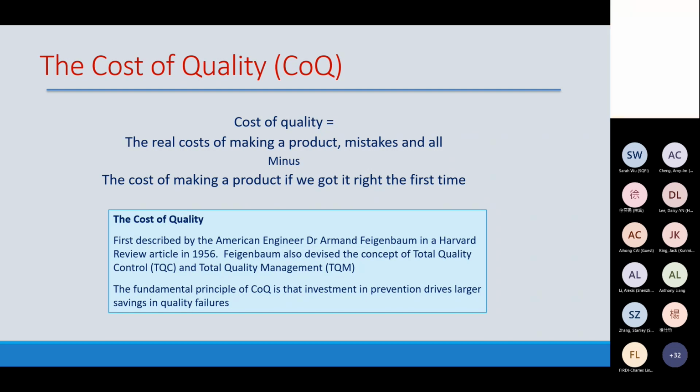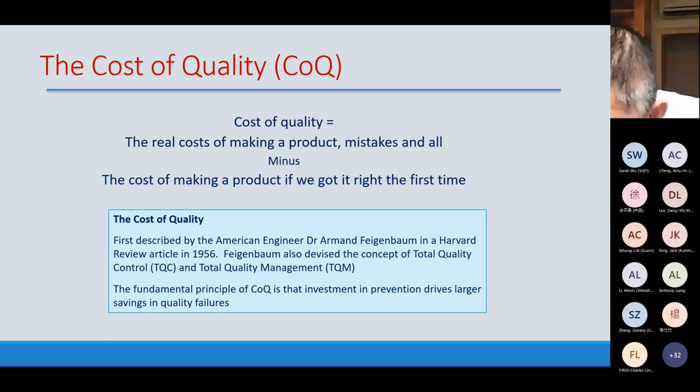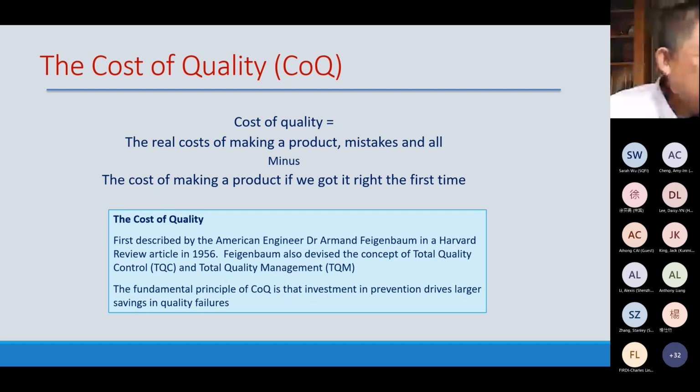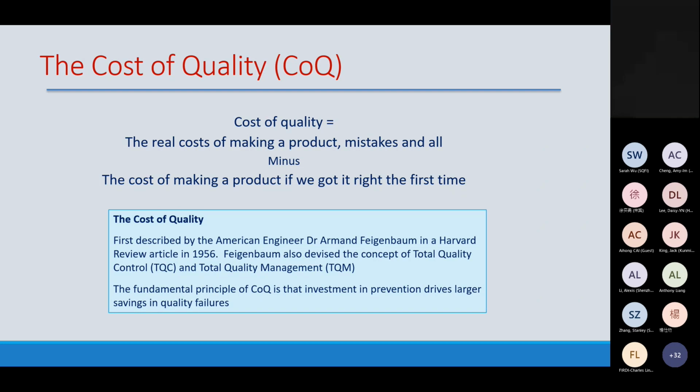Whereas the cost that you want to aspire to is the cost of making the product if we get it right the first time. So if we can reduce process variation within a product, then we improve product quality, we improve productivity, we improve efficiency, and we do that at the lowest potential cost. Therefore, we have got better market competitiveness.